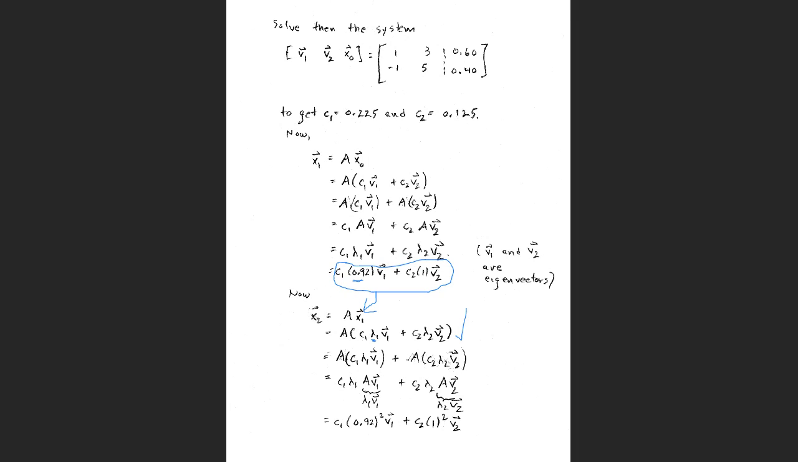Okay, so then again, we do the same kind of matrix operations we did above for x sub 1. And it turns out that x sub 2 is going to be equal to c1 times lambda 1 squared times eigenvector v1 plus c2 times lambda 2 squared times eigenvector v2. In other words, this is x2.